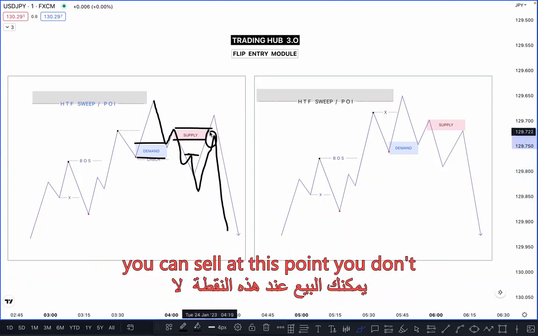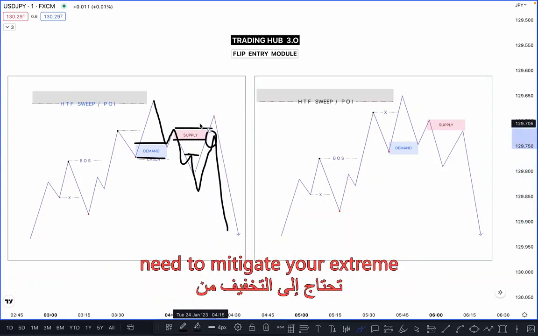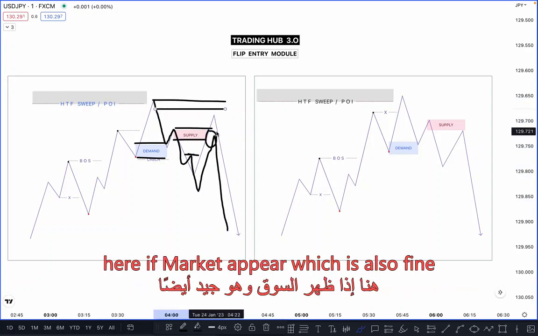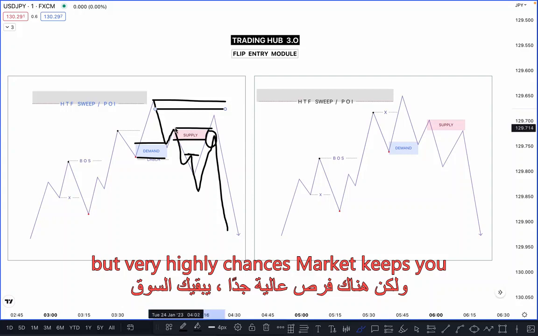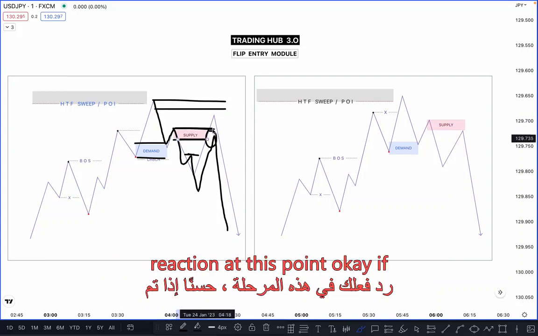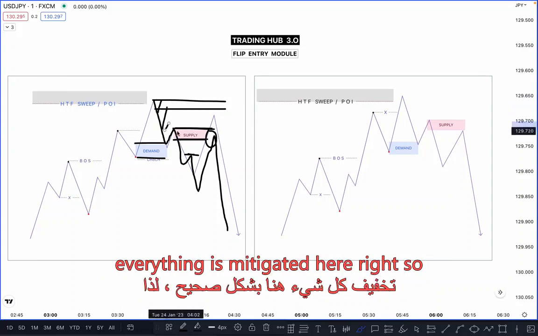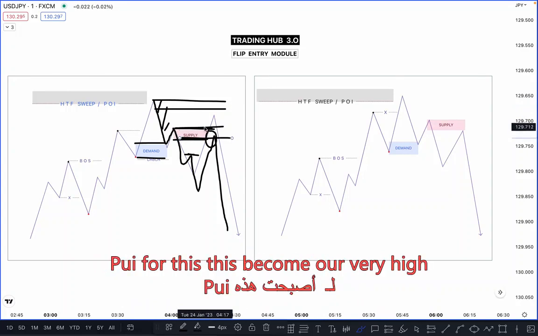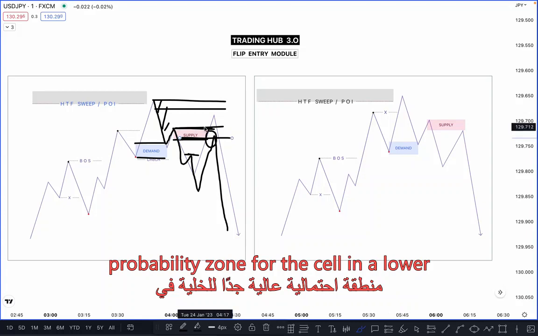In this case, you can sell at this point. You don't need to mitigate your extreme unmitigated order block, which one is here. If market taps here, which is also fine, but there is a very high chance market gives you a reaction at this point, okay? If everything is mitigated here, right? So this becomes our very high probability PI. This becomes our very high probability zone for the sell in a lower time frame, correct?